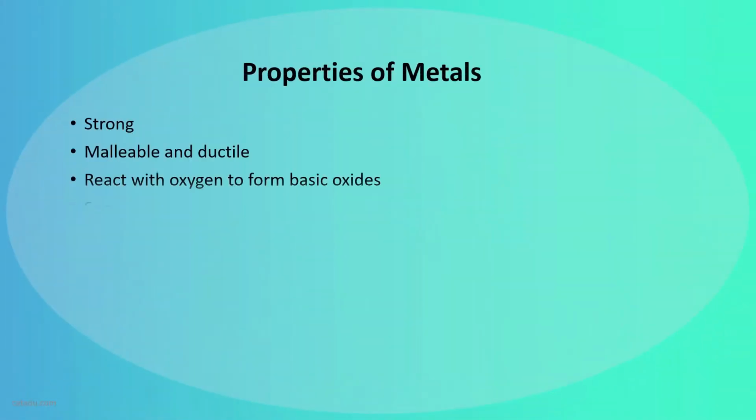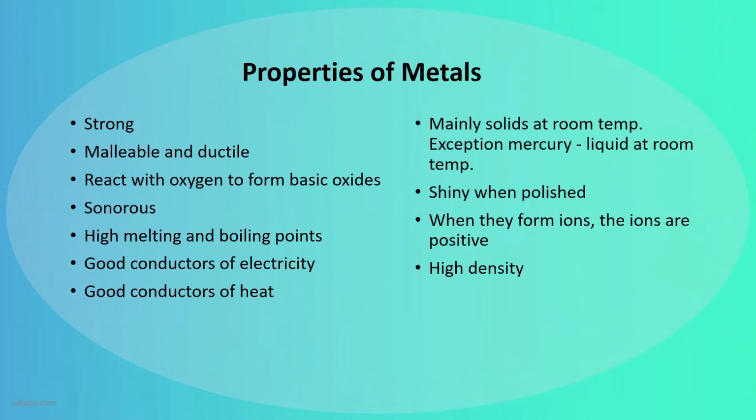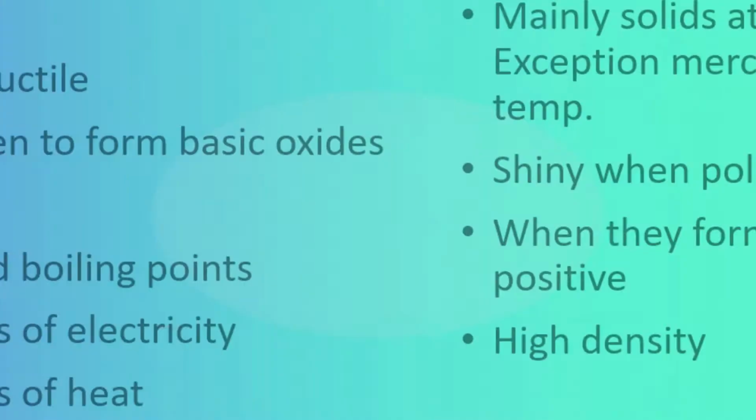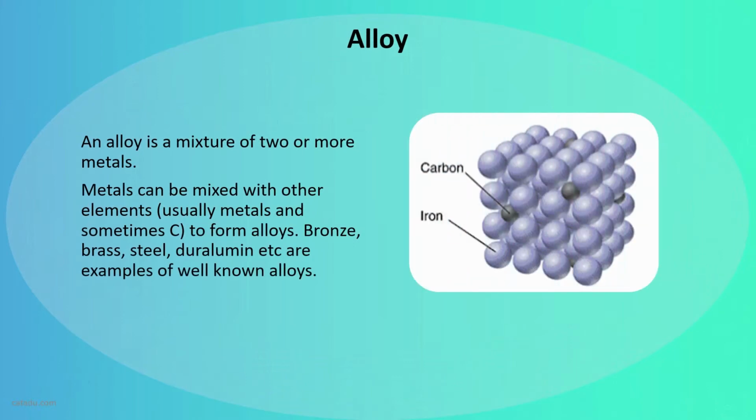Properties of metal: strong, malleable and ductile, react with oxygen to form basic oxides, sonorous, high melting and boiling point, good conductors of electricity, good conductors of heat. Mainly solid at room temperature, the exception is mercury. Shiny when polished. When they form ions, the ions are positive. High density. Alloy. An alloy is a mixture of two or more metals.